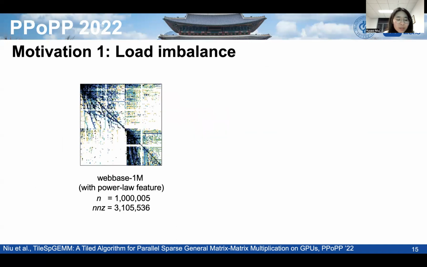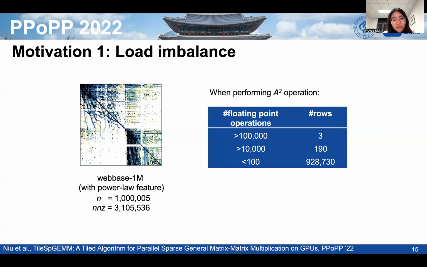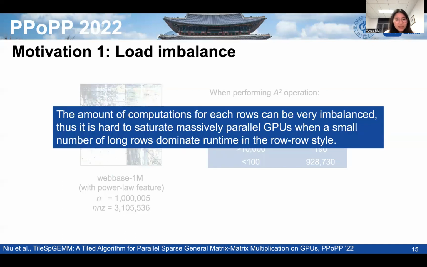When we deal with very large scale matrices, for example web-based ones, which are classic power law matrices, the load imbalance issue is more obvious. So in this case, it is so hard to saturate massively parallel GPUs when a small number of long rows dominate runtime in the row style.